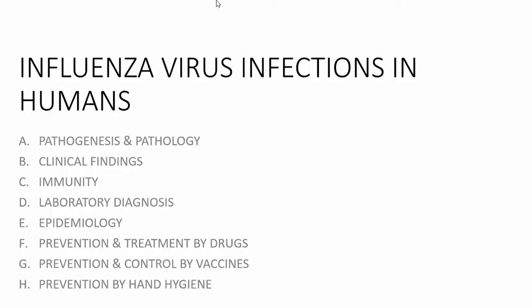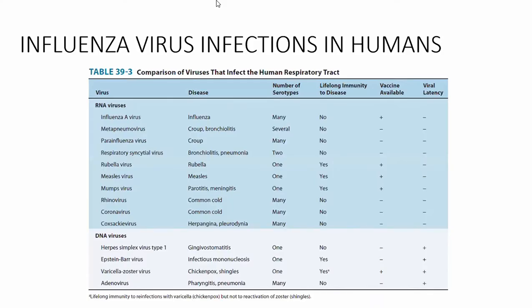Now, for influenza in humans, we have a table here comparing the viruses that infect the human respiratory tract. So it's not just the influenza virus that has an effect in the respiratory tract. There are also other viruses. So we have here RNA viruses and DNA viruses and other diseases that they produce.